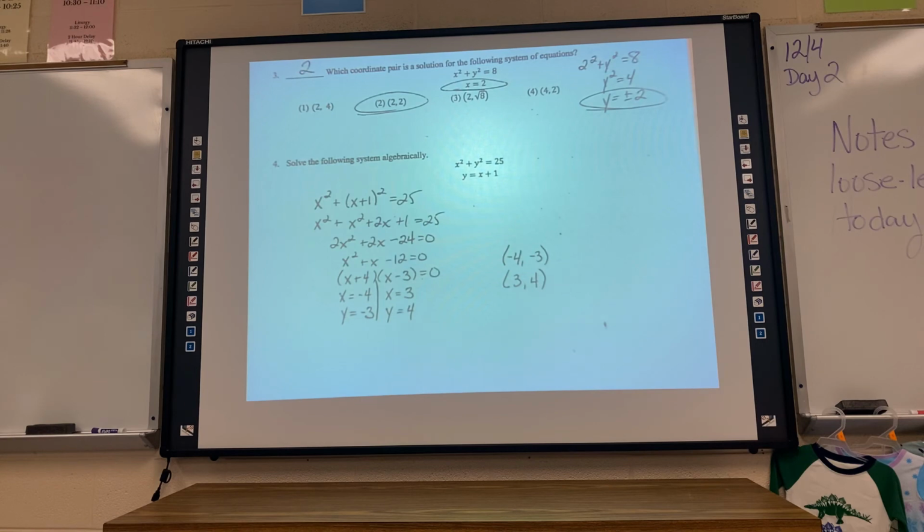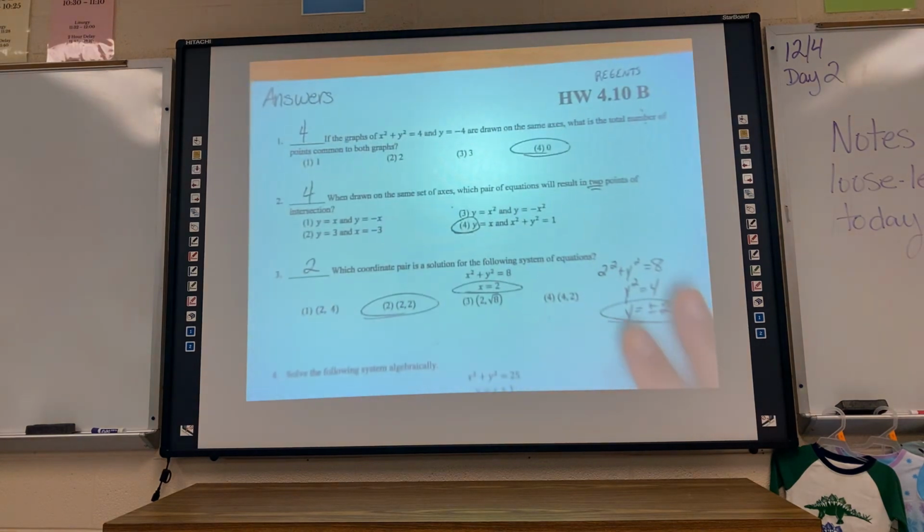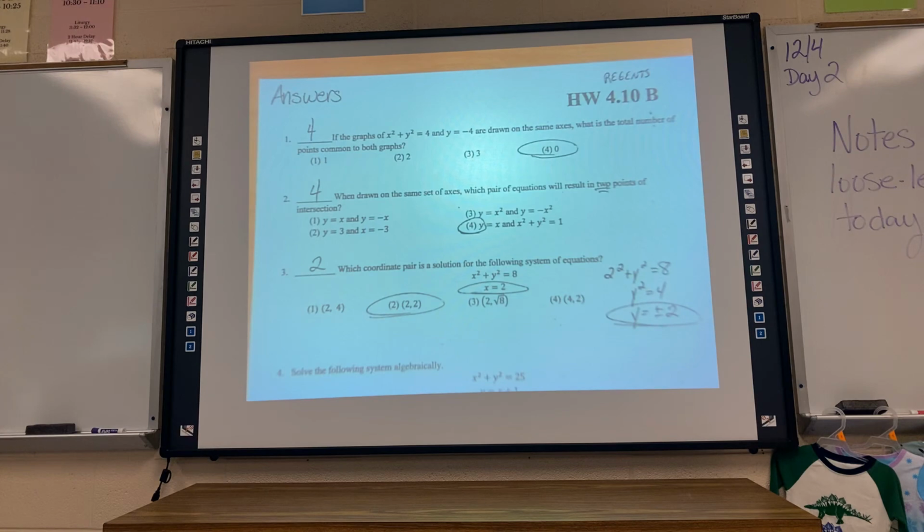Tristan, you go over number 1. If the graphs of x squared plus y squared equals 4 and y equals negative 4 are drawn on the same axes, what is the total number of points common to both graphs? Well, think about that. That is a circle with a center at the origin. What's the radius of that circle? 2. And then we have the horizontal line y equals negative 4, which is going to be down here, right? So they're not going to intersect anywhere, because the lowest value on that circle is going to be 0, negative 2.